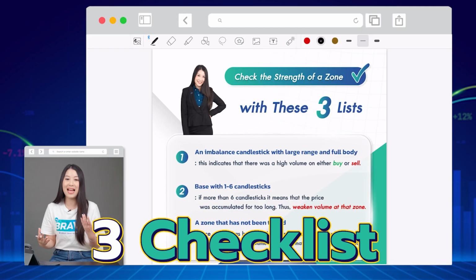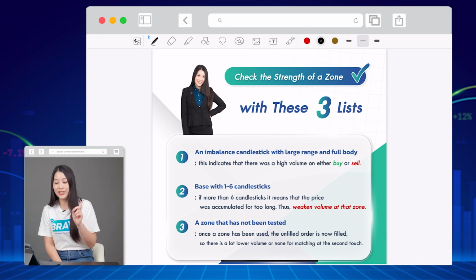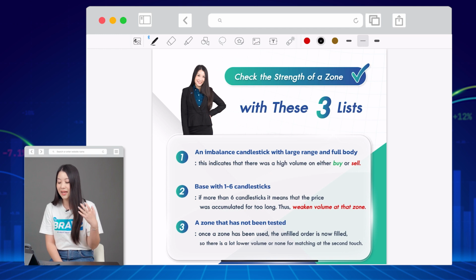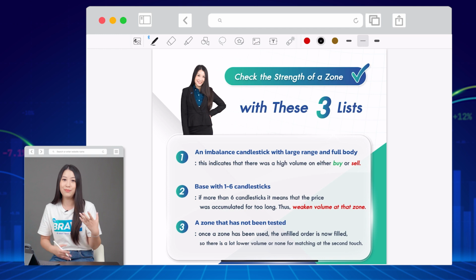The 3 checklists that I have for you are very simple. The first one is that you need to notice the imbalanced candlestick with a very large and full body. This indicates that there was high volume there, and you can be sure that at this price range there's a lot of selling power or a lot of buying power.